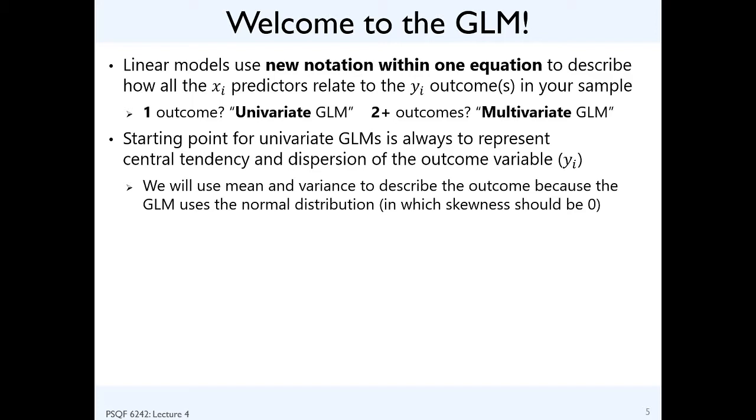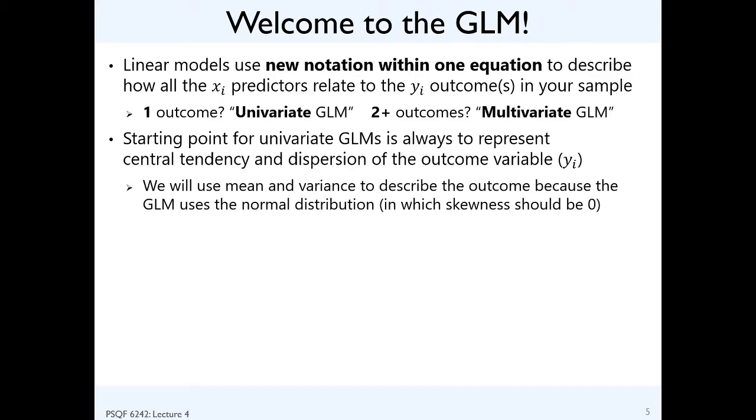The starting point for any model is to represent the outcome variable that you're trying to predict. So central tendency and dispersion, that's what we do first. That's what the model is going to give us back. Because we're going to use the normal distribution within these general linear models, the model is going to give us parameters to describe the mean of the outcome and the variance of the outcome. That's the starting point. From there, we enter predictors to try and customize that mean and hopefully explain away some of the variance.